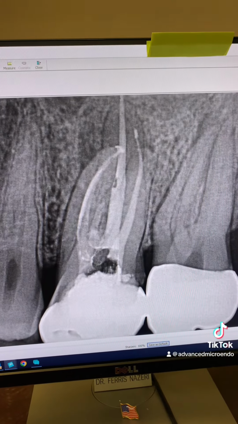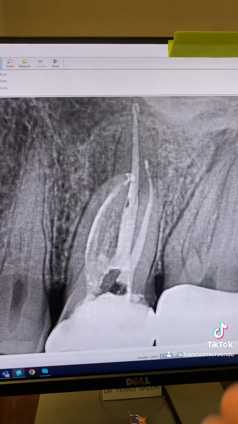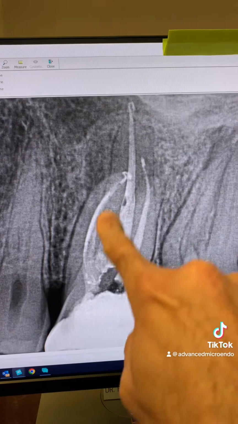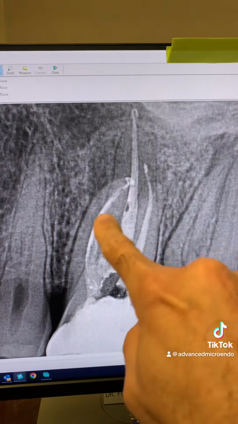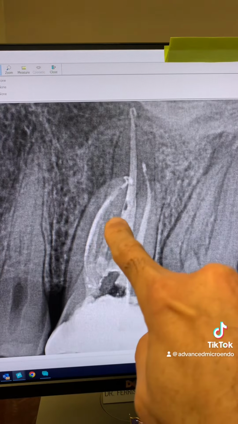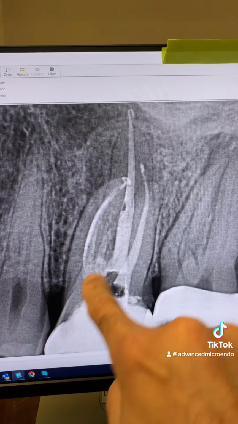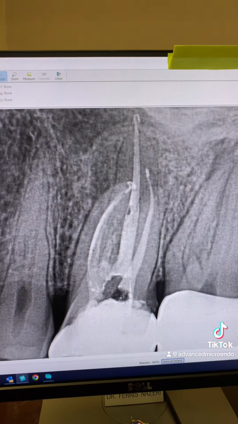Let me show you a different angulation. This is another angulation. Again, you can see that we were able to regain patency in all the canals, and that's the perforation right there. I troughed for an MB2, it wasn't there.